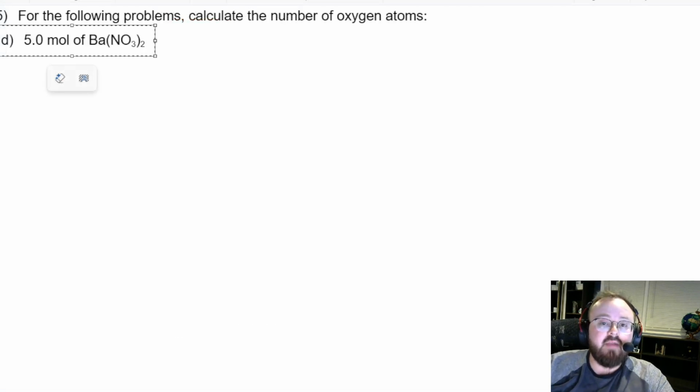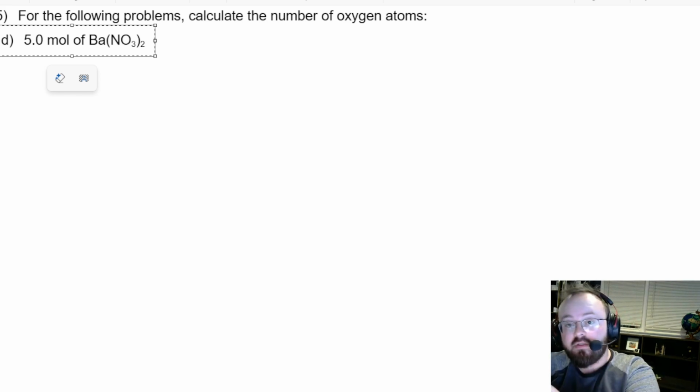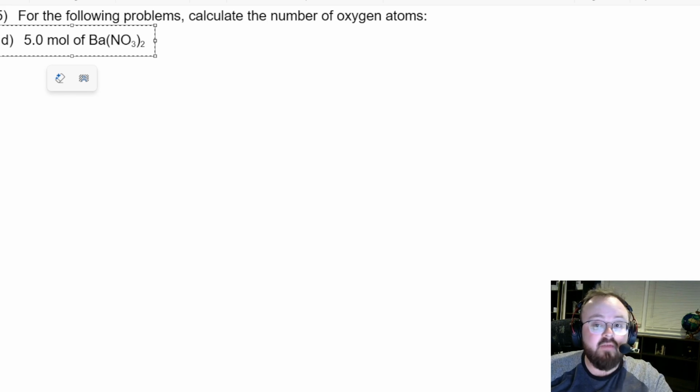Now what we are dealing with is calculating the number of oxygen atoms. So the question before, we went from atoms into moles. Now we're going to be going from moles into atoms. So it's kind of the same type of question, but in reverse. And we are given a starting value here of 5.0 moles of barium nitrate.